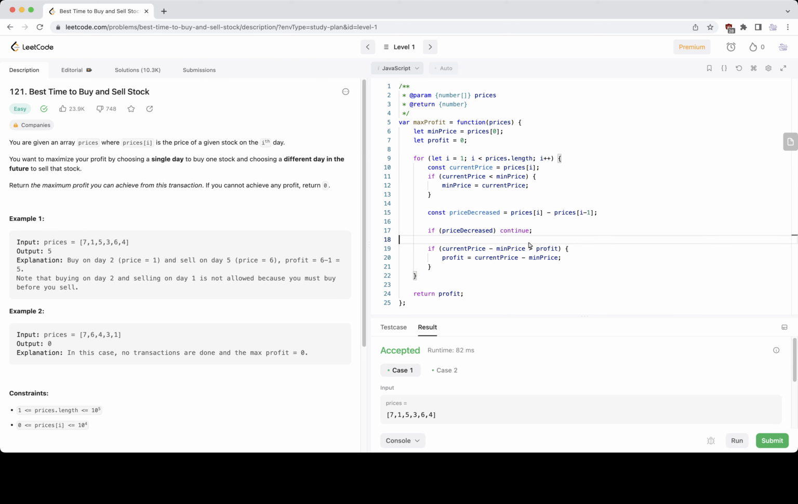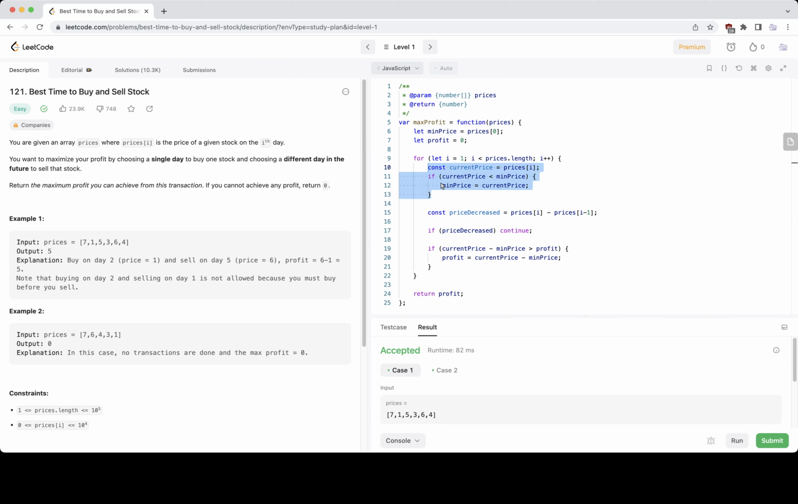There's no need to calculate the profit if the price decreased, because the profit was already maximal before. If you could have sold it yesterday for a better price than today, you would have just sold it yesterday. So in that sense, we can ignore the rest of what's going on.